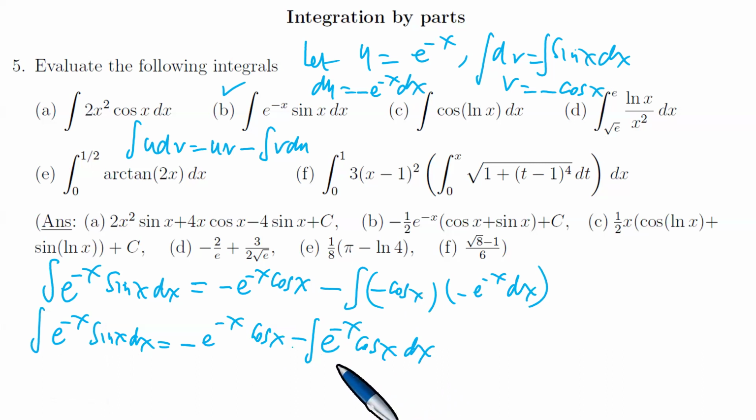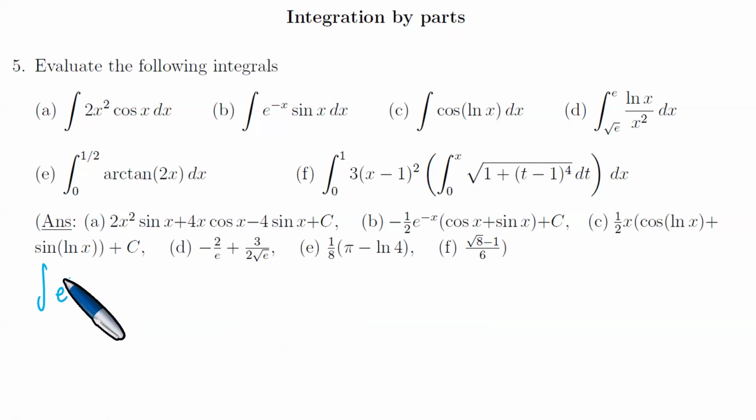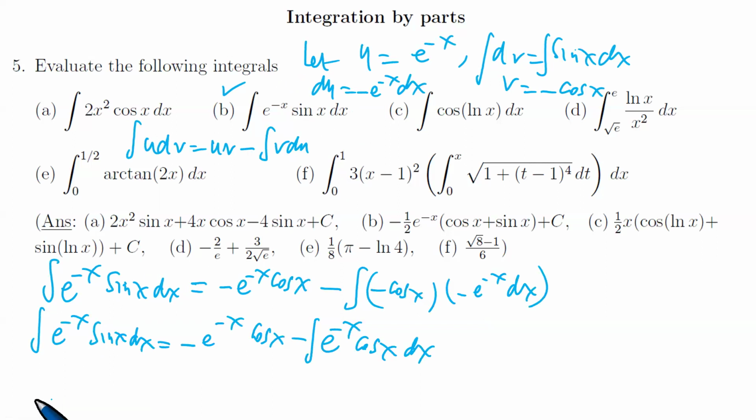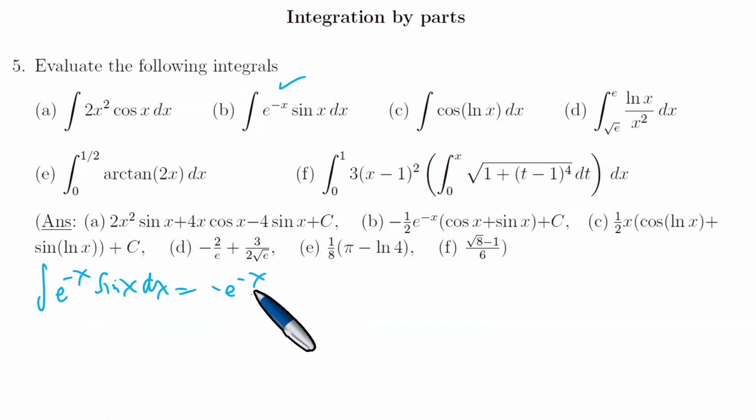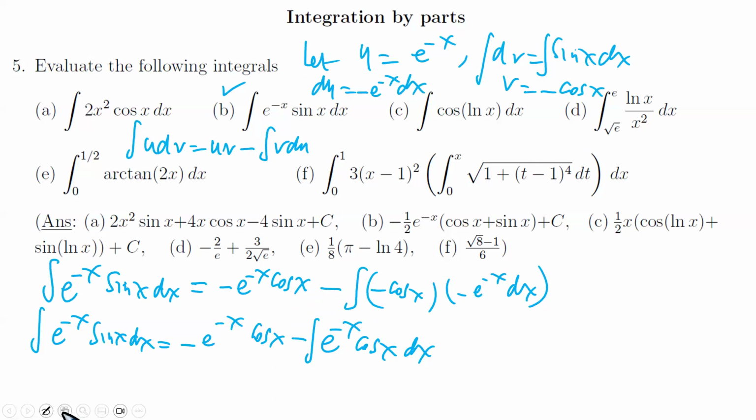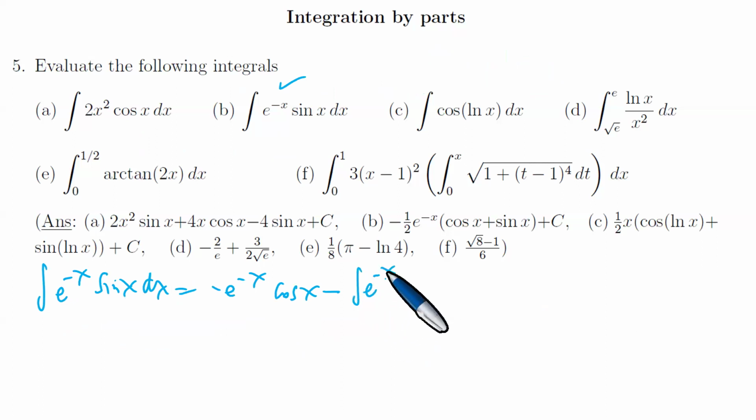Okay, now we actually have this, and we need to continue and do the same thing. So we're going to have the integral of e to the minus x sine x dx, which is the original one, but we have integrated by parts using the u dv formula, and we got minus e to the minus x cosine x minus the integral of e to the power minus x cosine x dx.